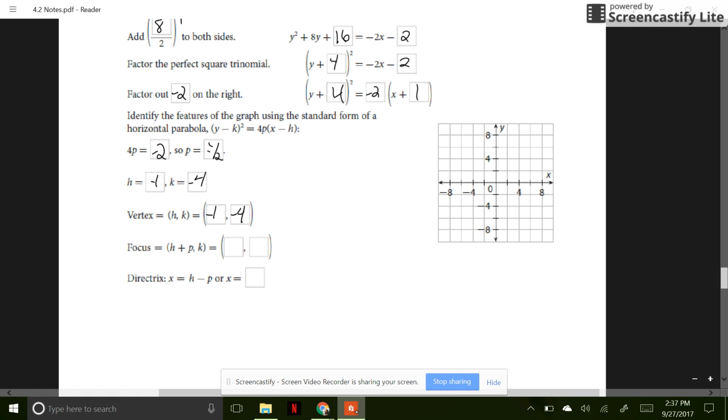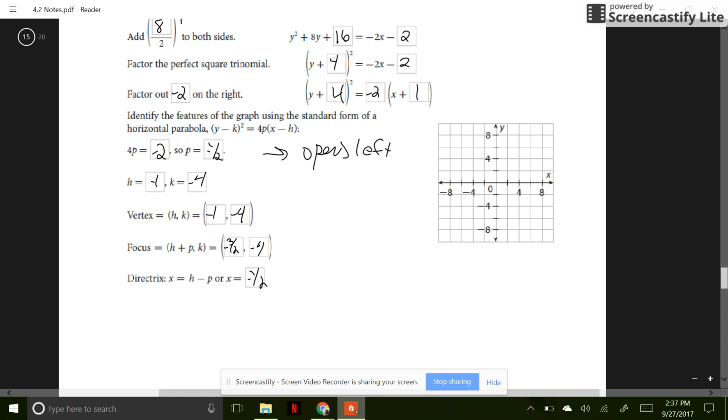Focus, well, let's take a look. We know it's a y squared, so it should be opening left or right. Since P is negative, it's going to open left. So that means our x values are changing. So we're going to subtract 1/2 from our x value to get -3/2, -4 as our focus. The directrix, then, we're going to move to the right. So we take our x value and add 1/2 to get our directrix at -1/2.